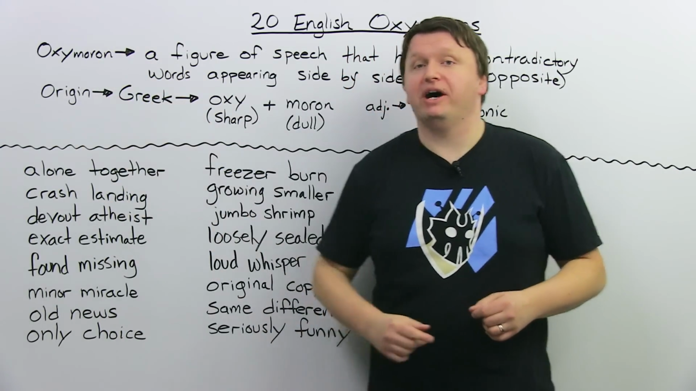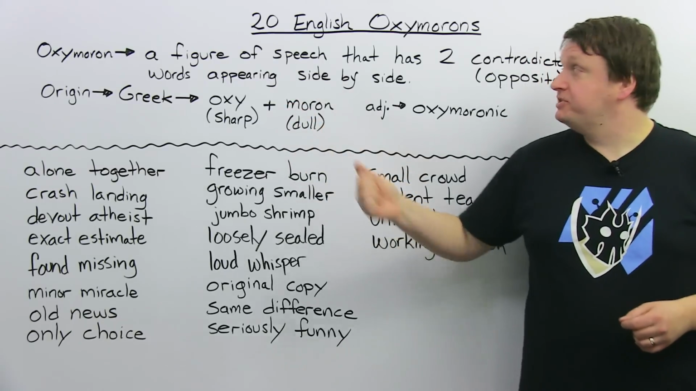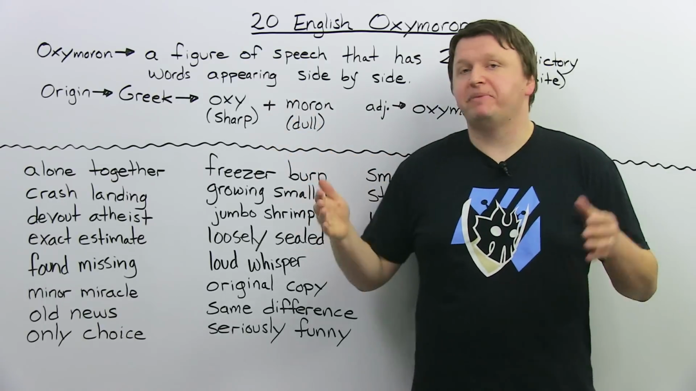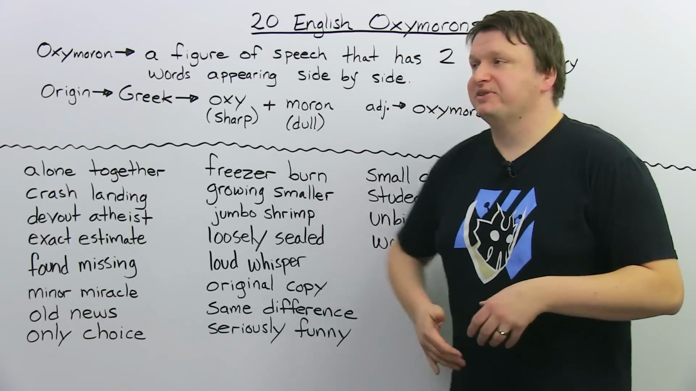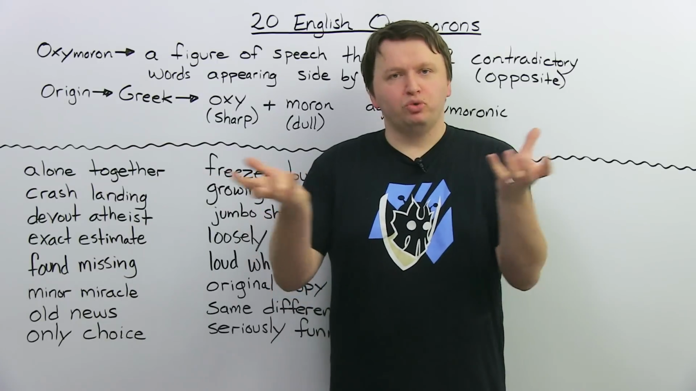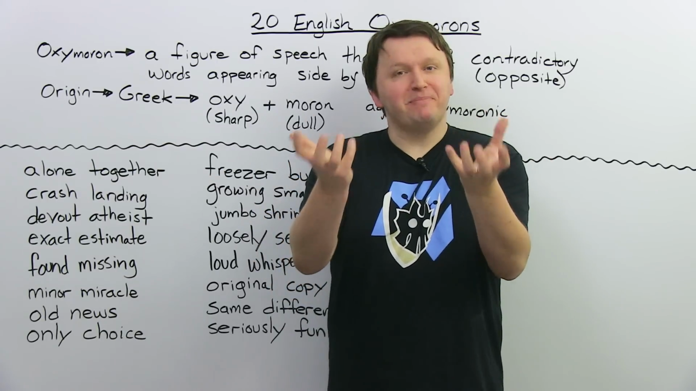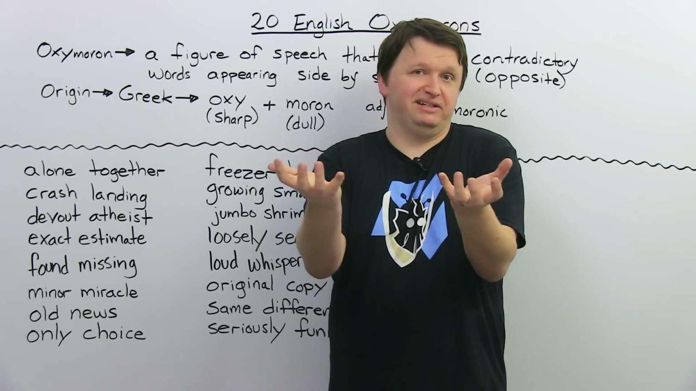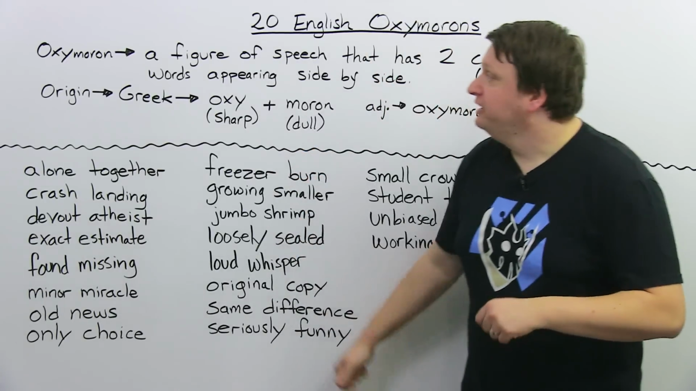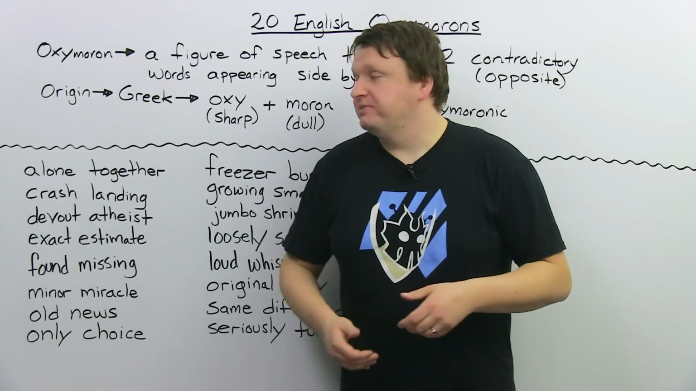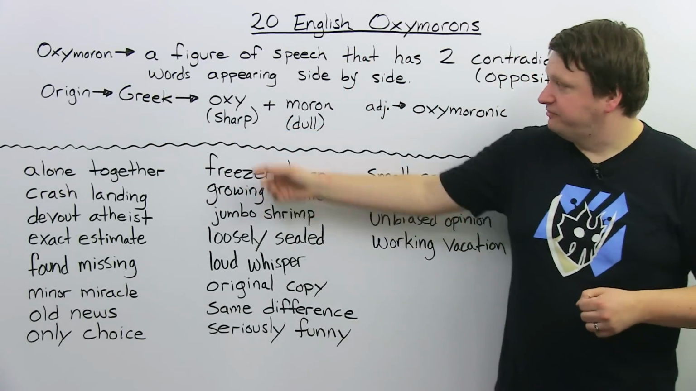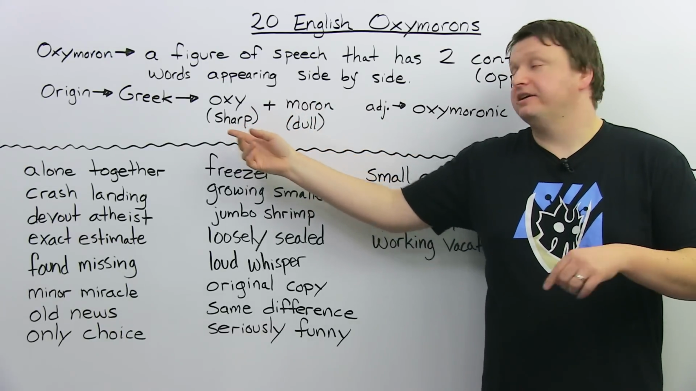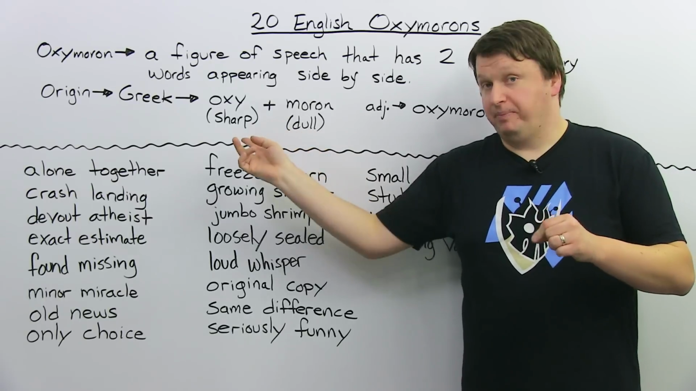An oxymoron is a figure of speech that has two contradictory or opposite words appearing side by side. So basically, it's a combination of two words that really have opposite meanings, but we use them regularly in sentences and phrases. The origin of the word oxymoron is from the Greek for oxy and moron, which means sharp and dull. Dull is the opposite of sharp.